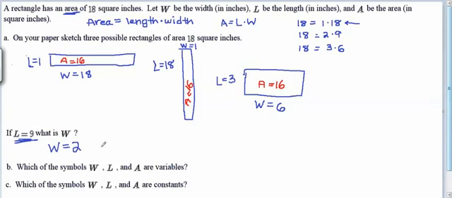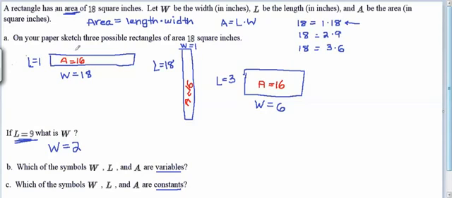And now we're going to look at 2 key vocab words from this section, the idea of variables and constants. So we've been dealing with the symbols W, L, and A in this situation. The ones that are variables are the ones that could take on multiple values and still meet all the given conditions here. And the given condition here is that the rectangle has an area of 18 square inches.